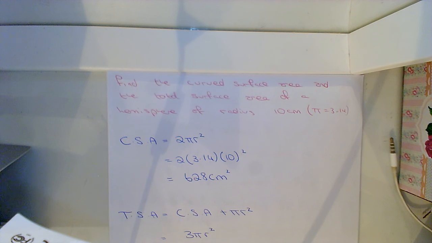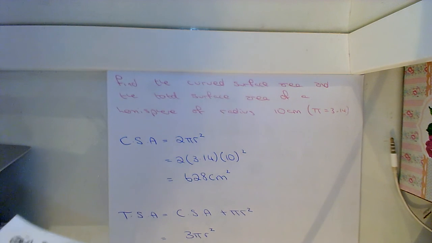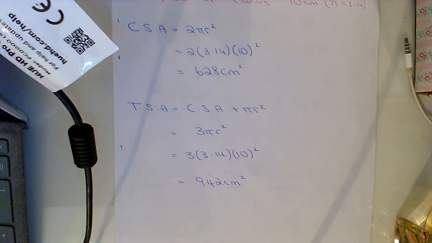And then here I have: find the curved surface area and the total surface area of a hemisphere of radius 10 centimeters. Pi is equal to 3.14. The curved surface area of a hemisphere is 2 pi r squared, so I have 2 (3.14)(10)^2, which is 628 centimeters squared. My total surface area of a hemisphere is the curved surface area plus the circle, which is pi r squared, so my total is 3 pi r squared. I have 3 (3.14)(10)^2, and I get my answer for this one to be 942 centimeters squared.